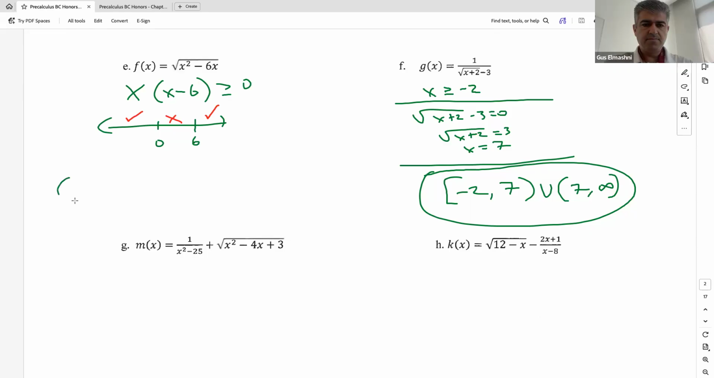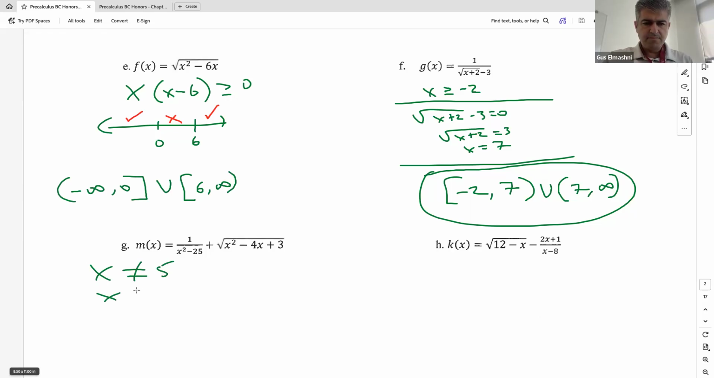Number 1, the domain is negative infinity, in bracket. It's going to be anything less than 2. X plus 2. So it can't be that, which means it can't be.